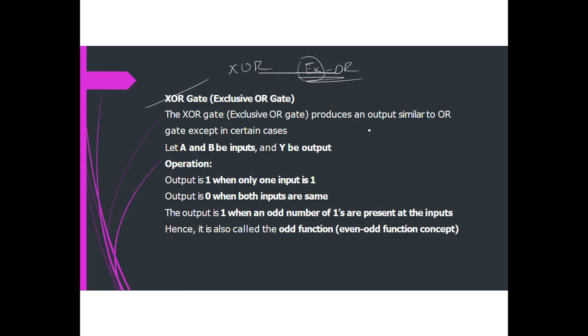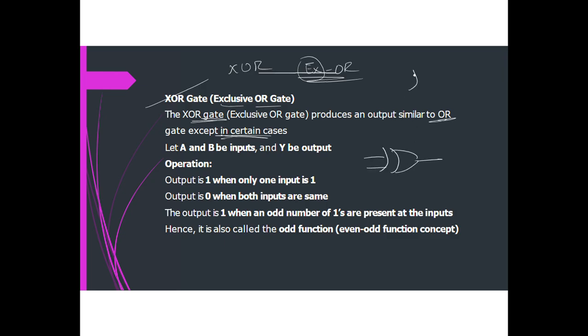The XOR gate produces an output similar to the OR gate except in certain cases. That's why we call it the exclusive OR gate: the operation is somewhat the same as the OR gate, not completely, except in some cases. The definition only says that except for some cases, it is similar to the OR gate. That's why we call it an XOR gate. Let A and B be the inputs and Y the output.